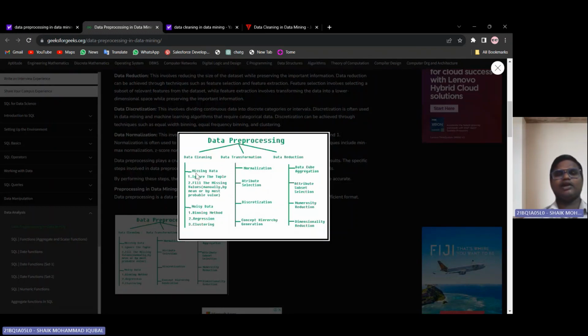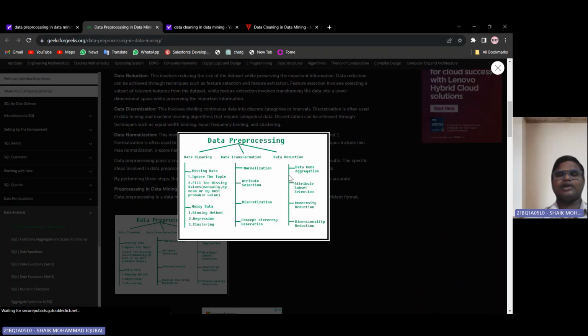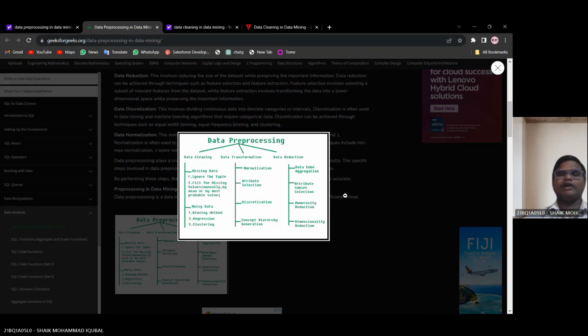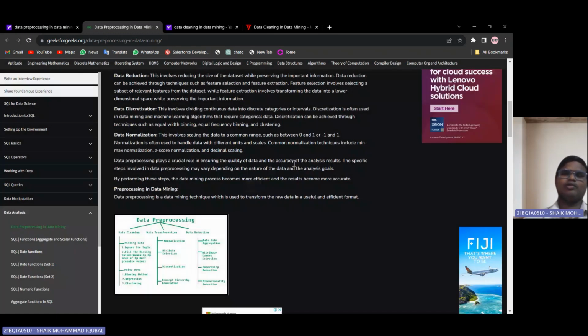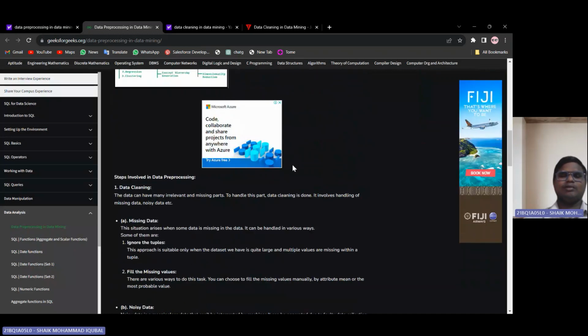Data cleaning is further divided into missing data, which is handled by ignoring the tuples or filling the missing values manually, by the mean, or by the most probable values. Second is noisy data, removing the noisy data by binning method, regression, and clustering. Data transformation: normalization, attribute selection, discretization, concept hierarchy generation. Data reduction: data cube aggregation, attribute subset selection, numerosity reduction, dimensionality reduction. So let us discuss the topics separately.